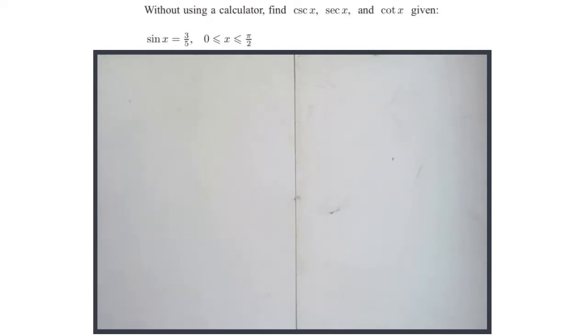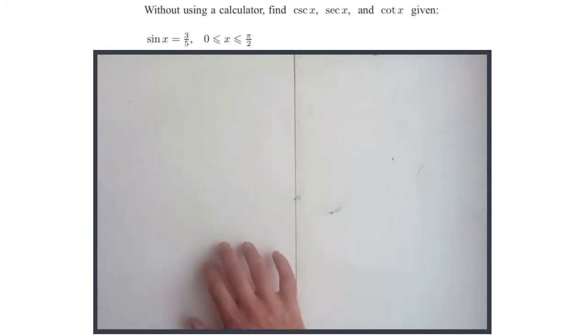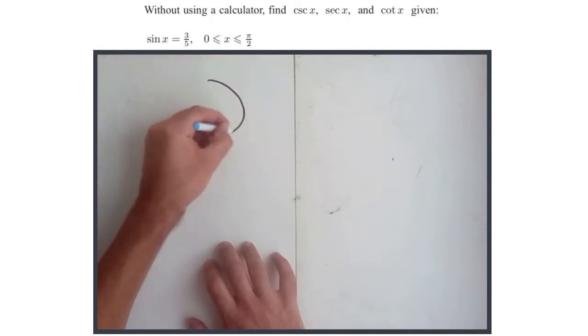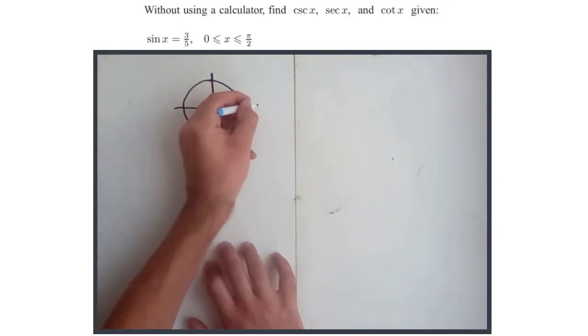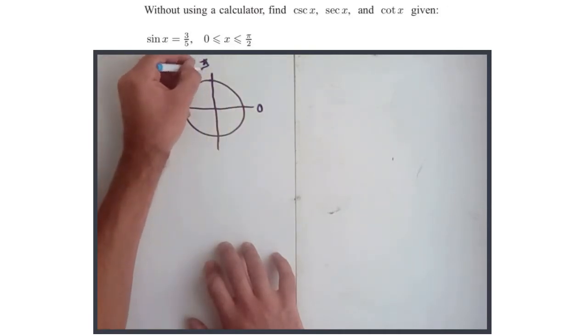Without using a calculator, find cosec x, sec x and cot x given that sine x equals 3 over 5 and x is between 0 and pi by 2. Right, so we've been quite lucky. Just start with that 0 and pi by 2 bit. Remember, this is 0, this is pi by 2.